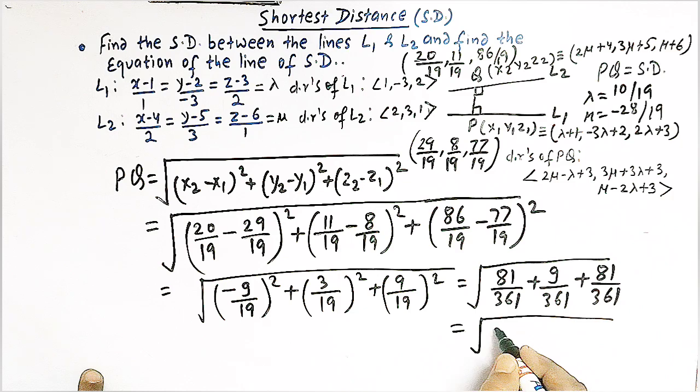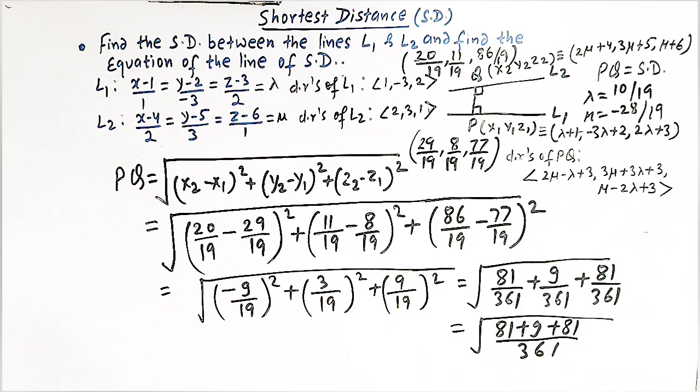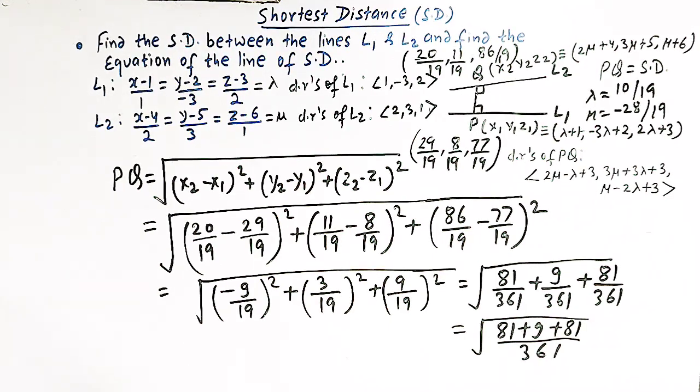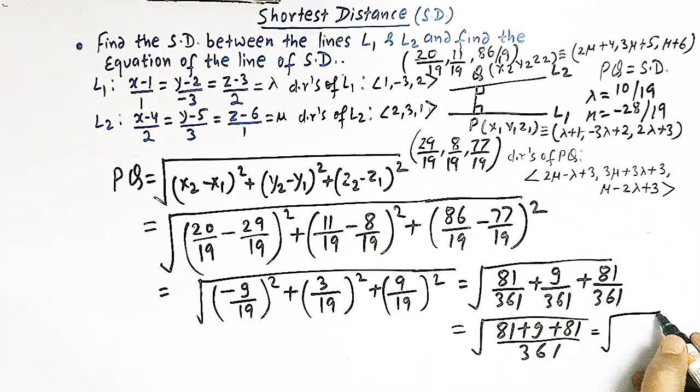So we can now write 81 plus 9 plus 81 over 361. So now this is square root of 81 plus 9 plus 81 is 171, and here we have 361, right? So now let us reduce this fraction, that is 171 over 361, into the lowest term.